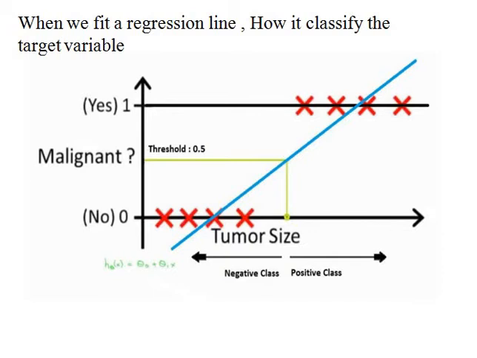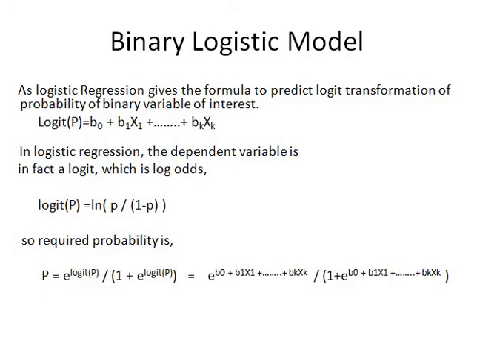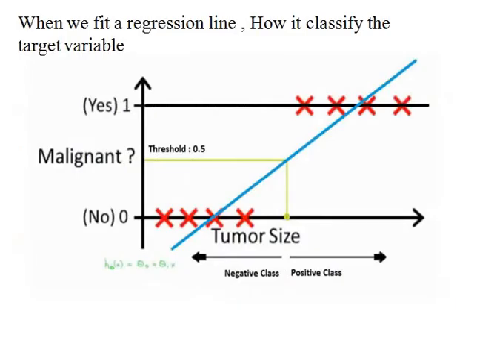Here the threshold gives the probability. The threshold is this for probability p. Here is the actual formula for probability p. When our probability p is greater than 0.5, then our target variable should be classified as 1, that is malignant. When it is less than 0.5, then it is classified as 0, that is benign.